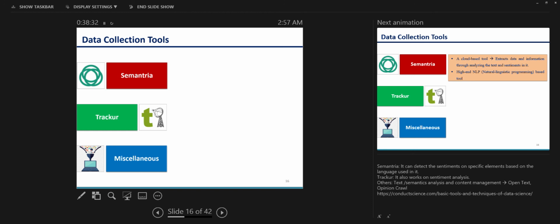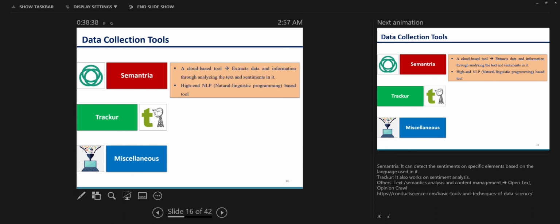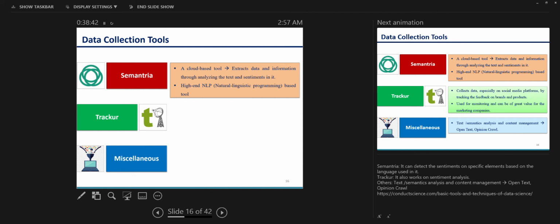So these are the first, data collection tools. We use Semantria, Tracker, and many other tools. Semantria provides a cloud-based tool. It extracts data and information by analyzing the text and sentiments in it, and it is a natural language processing based tool.